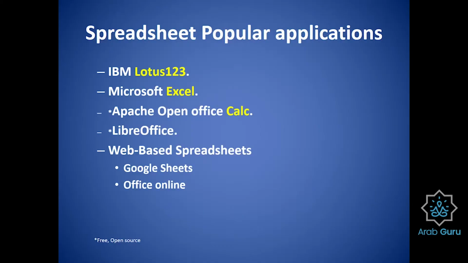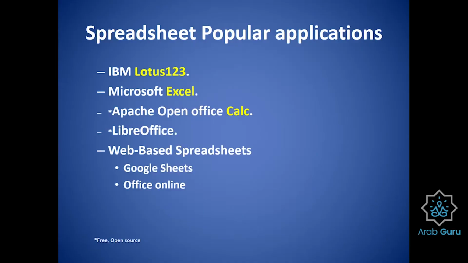We have a full office like Microsoft Office, but made by Apache. And there is a specific software in this pack, or in this office, called Calc. It is doing the same exact job as Excel. Also, there is something called LibreOffice. That beside, of course, the web-based spreadsheets.